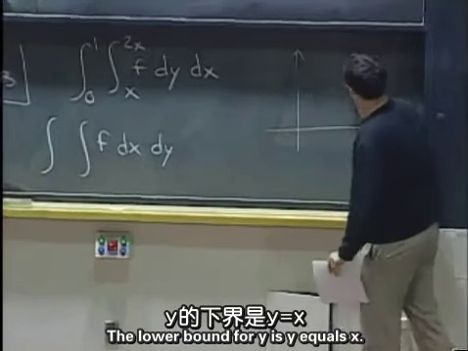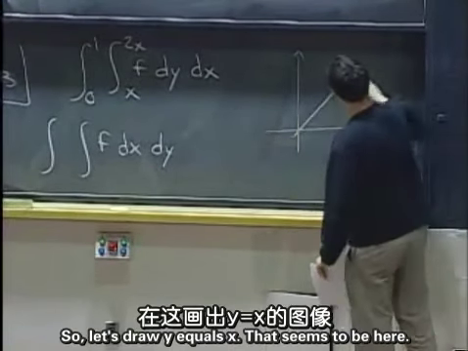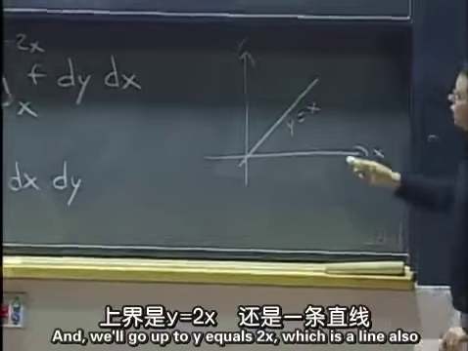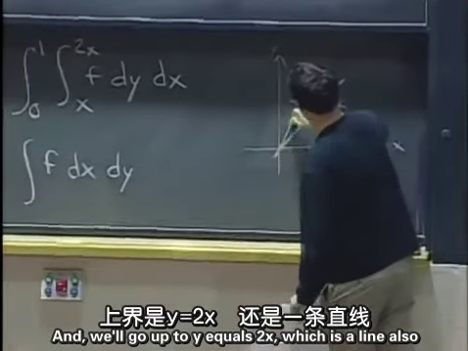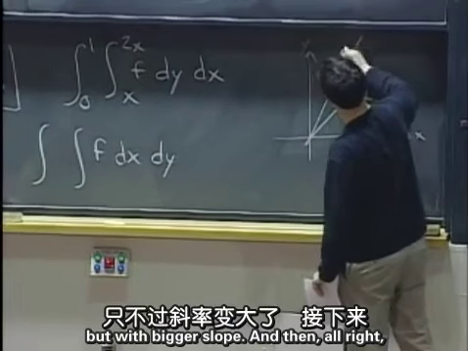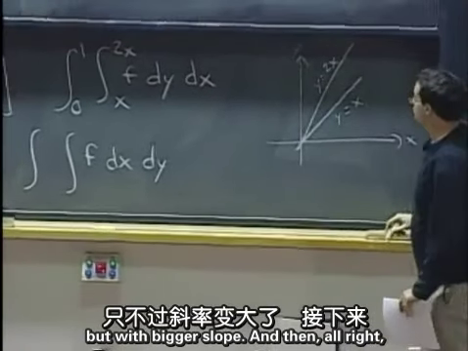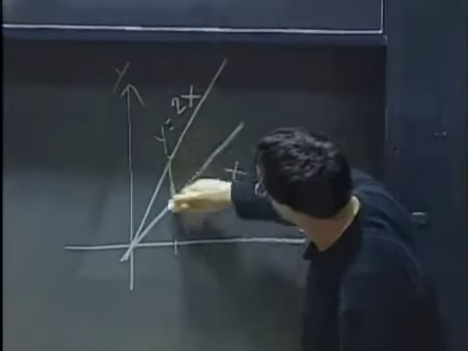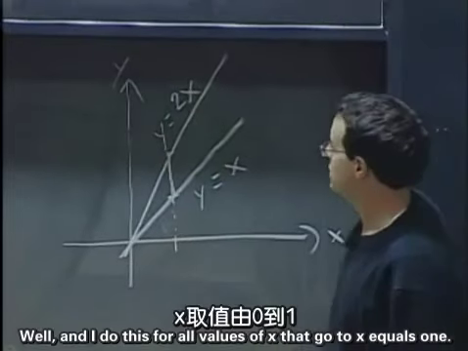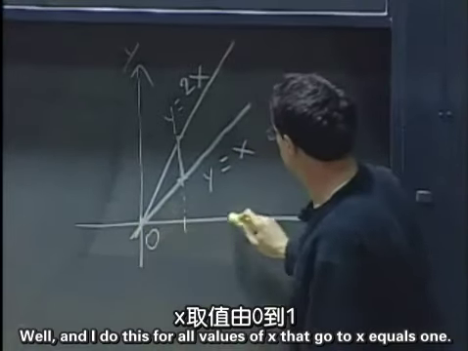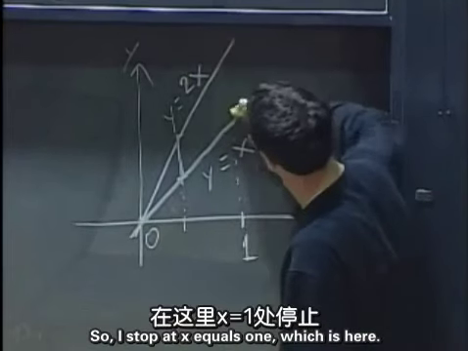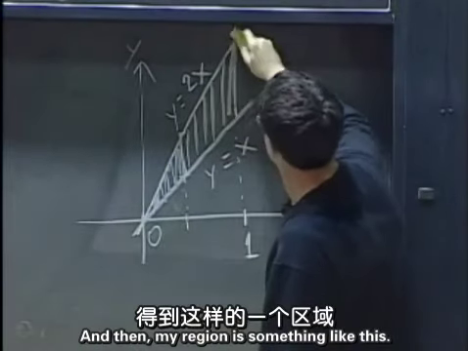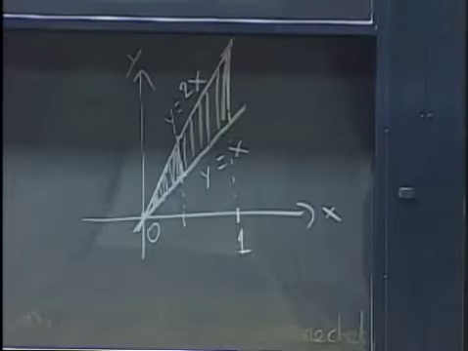The lower bound for y is y equals x. So let's draw y equals x. That seems to be here. And we'll go up to y equals 2x, which is a line also, but with bigger slope. And then, right, so for each value of x, my region will go from x to 2x. Well, and I do this for all values of x that go from 0 to x equals 1. So I stop at x equals 1, which is here. And then my region is something like this. Okay?